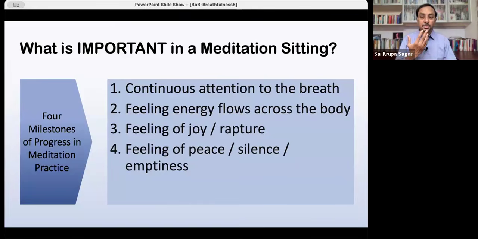As you continuously focus on your breath, you feel energy flows across your body. Then you get a feeling of joy and rapture, bliss. And then you get into a feeling of peace, silence, and emptiness. All that matters is that emptiness. All that matters is that silence, stillness in your mind.